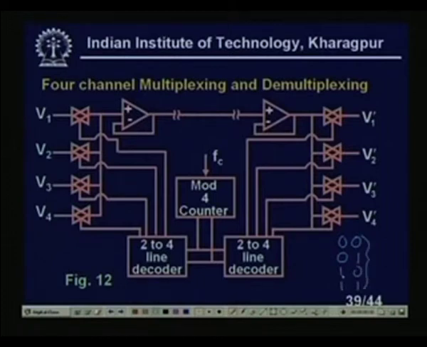These are signals of 2 to 4 line decoders, because a mod 4 counter has 4 different states. Since I have 4 lines, I need a mod 4 counter. So after 1 1 it will go to 0 0 again, when 0 0 will be activated. So the 2 to 4 line decoder is very simple.